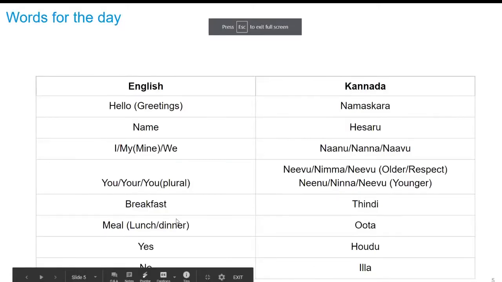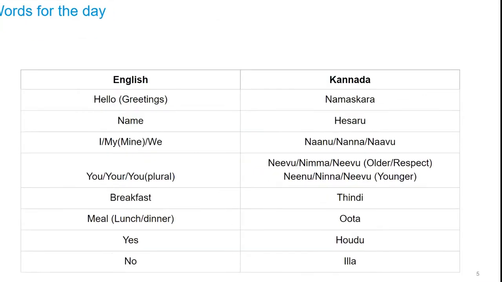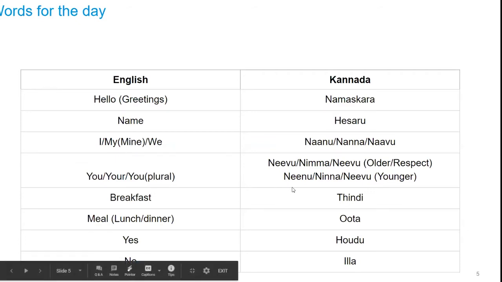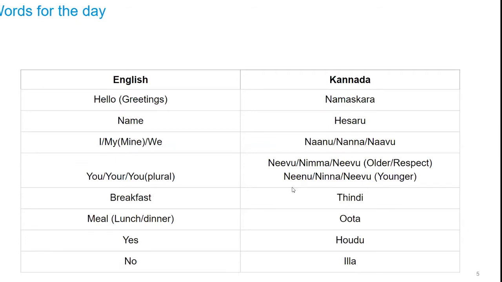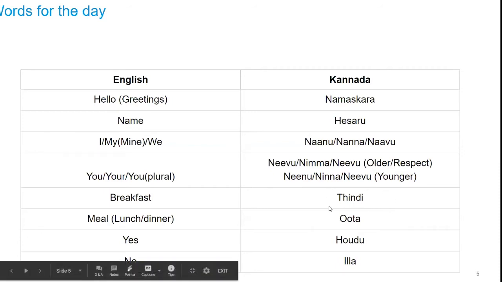Okay, now breakfast is called tindi. Okay, meal is uta, and meal can be lunch or dinner. There is no differentiation that you have to do. Uta can be used for both lunch and dinner. It's just a meal. So if you ask uta aita, you're basically asking, are you done with the meal? But breakfast we can't use, meaning you would normally use a different word than uta. You wouldn't say uta for breakfast.